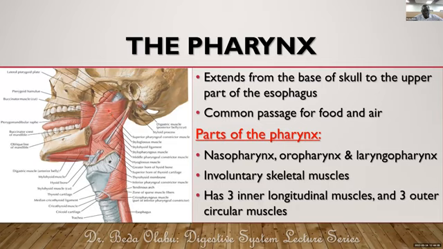Superior pharyngeal constrictor is that one. The middle pharyngeal constrictor is that one, and the inferior pharyngeal constrictor is that one. So superior, middle, and inferior pharyngeal constrictor muscles. The muscles of the pharynx are skeletal but involuntary.